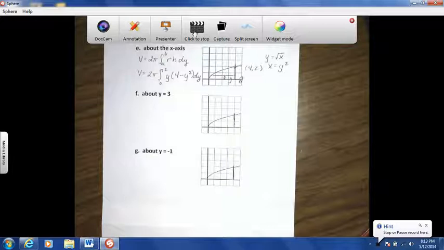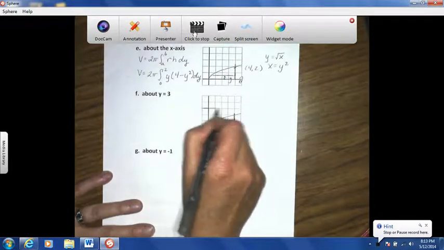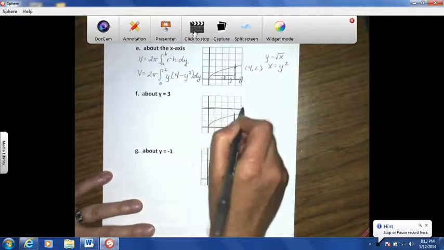Now, once again, the important part of this, the portion that we need to be looking at, is going to be the setup. Once you get the setup, then I'm going to allow you to use the calculator to go ahead and plug in the values and integrate it. Although, remember, you do still need to be able to integrate. All right, so let's revolve this one around y equals 3. Here's the line y equals 3.